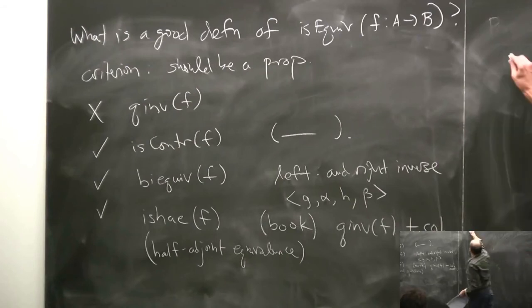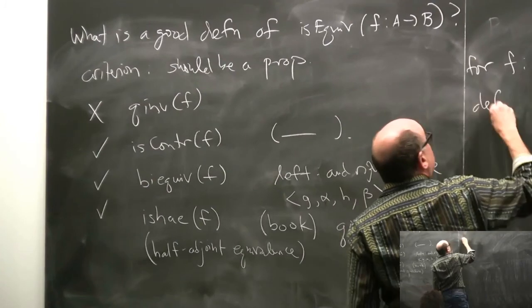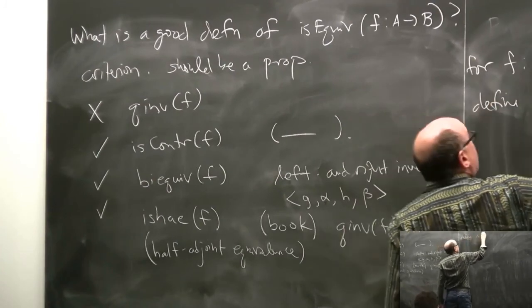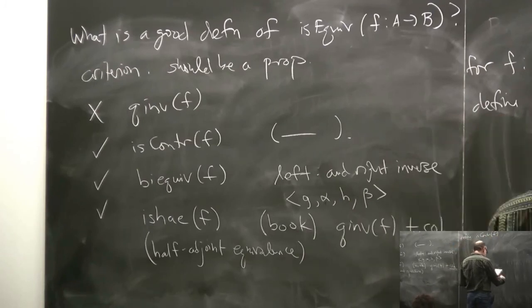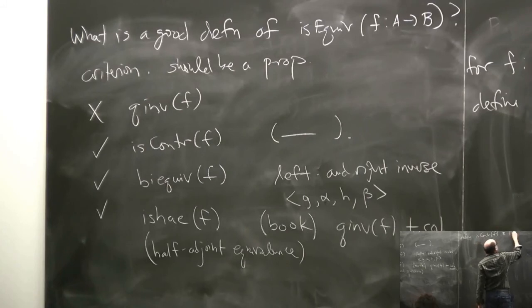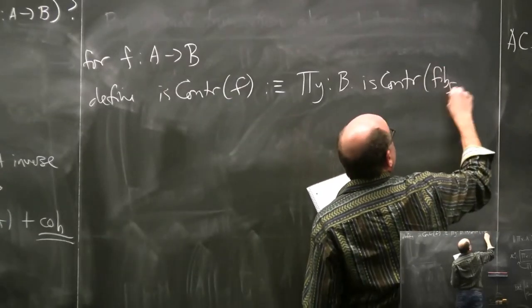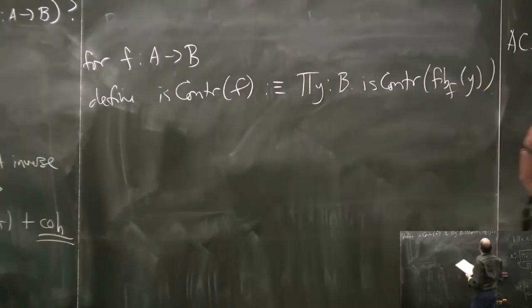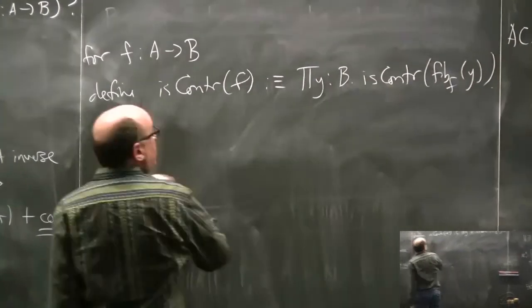So we say for f in A to B, we define a contractible map, now not a contractible space. Contractible map means, by definition, that all of its fibers are contractible, and we'll see what that means. That sounds rather abstruse, at least it did to me the first time I heard it, but we'll see why it's not abstruse.